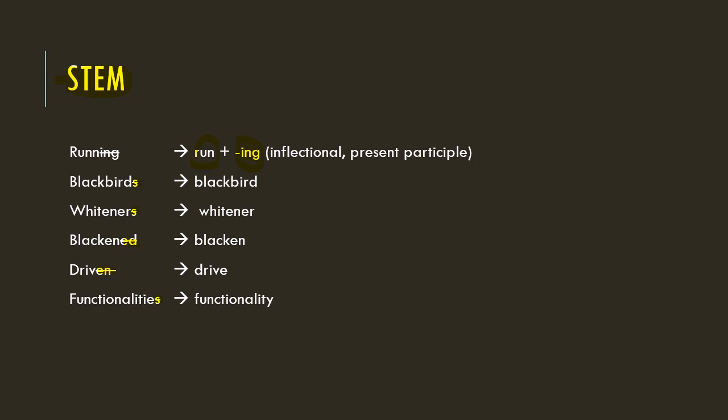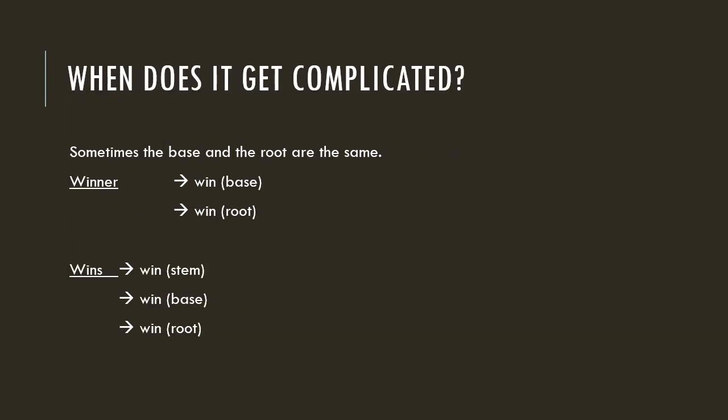Okay, so you have already recognized the terms root, base, and stem in the word structure. And now, when does it get complicated? Okay, sometimes the base and the root are the same. It depends on the word structure. Here I give you an example, the word winner. Here you have the word win and suffix er. If you remove the suffix, then you get the base as well as the root. So in this case, the base and the root of the word winner are the same, that is win.